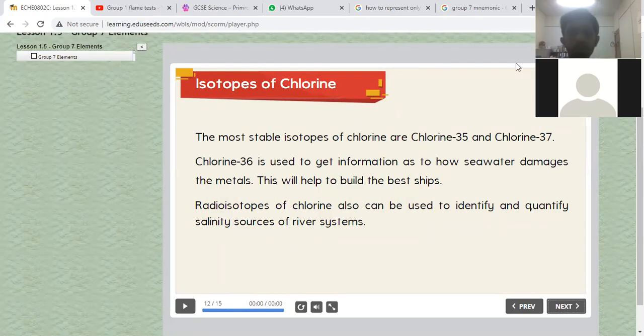Okay, so chlorine also has some isotopes. We have chlorine-35 and chlorine-37, and then we also have chlorine-36. We've also got radioisotopes of chlorine, which can identify the salinity sources of a river system. That means you want to know where the salt water is coming from in the river.